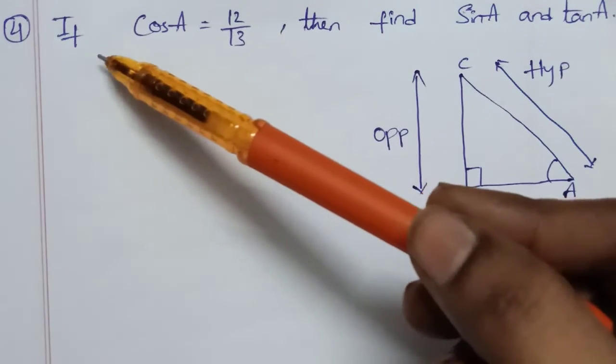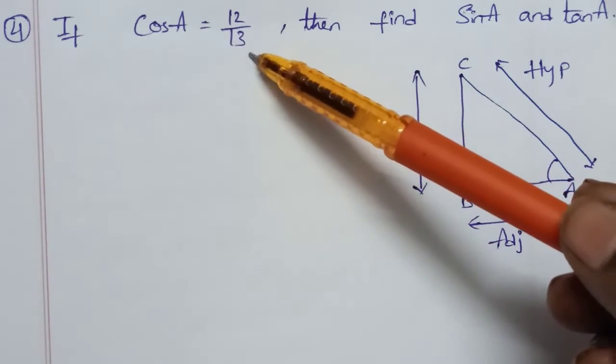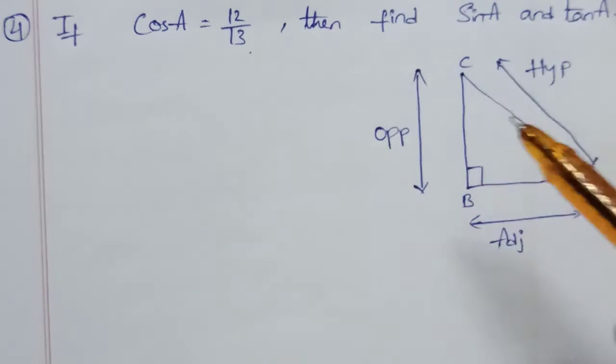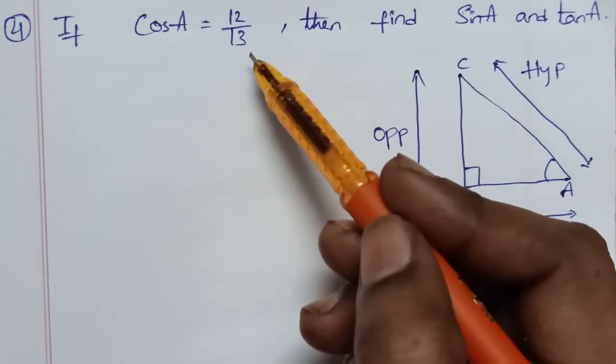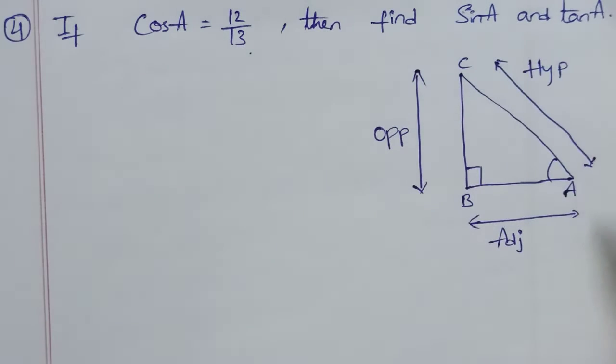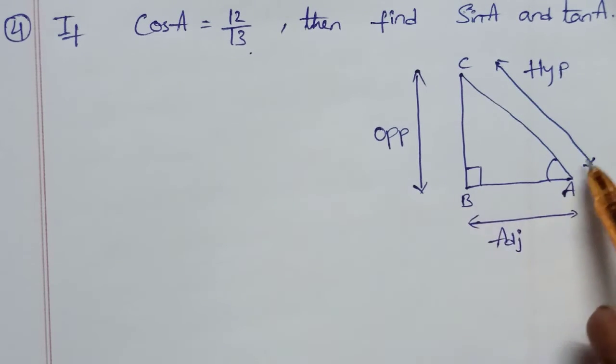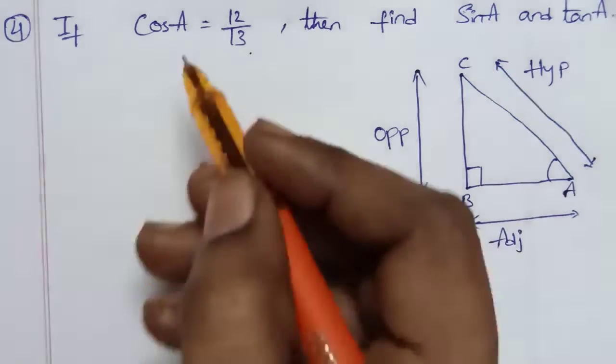Problem number 4. If cos A is equal to 12 by 13, then find sin A and tan A. Cos A equal to 12 by 13. Here A is the angle of this triangle. B is the right angle to the triangle ABC.